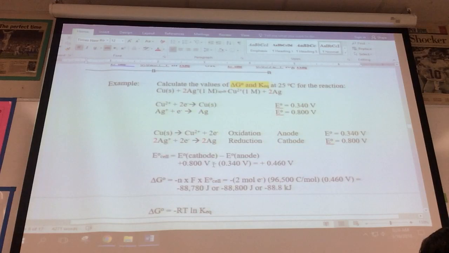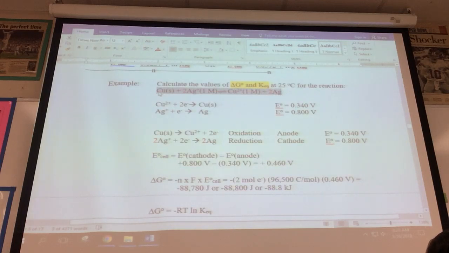In the example provided, it says calculate values of delta G and KEQ at 25 degrees Celsius for the following reaction. Now previously we did this through delta H and delta S information. We could calculate delta G and then in turn calculate KEQ. The only difference here is we're going to do it from Ecell.